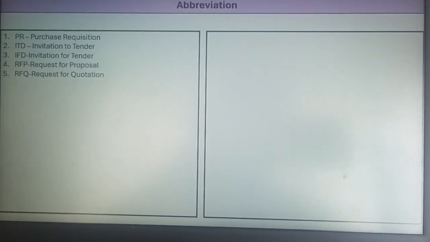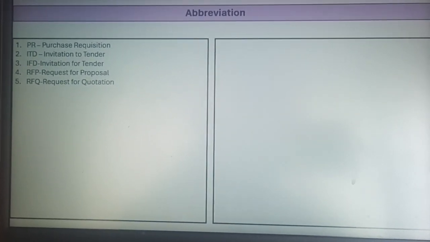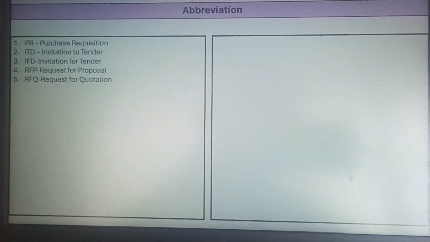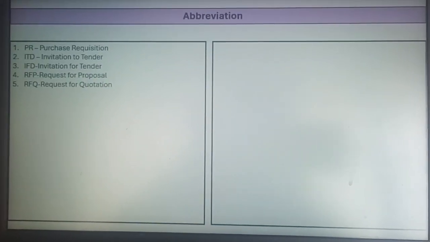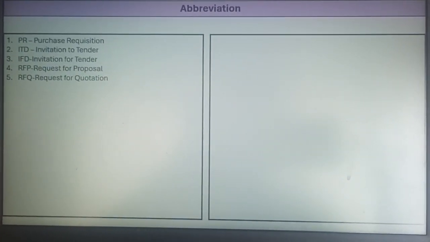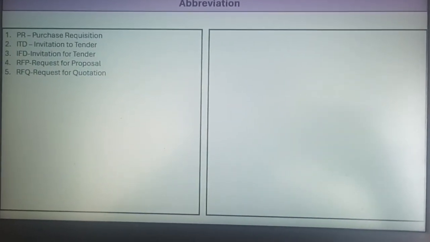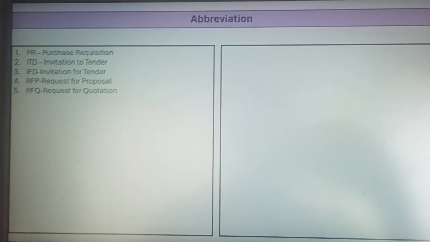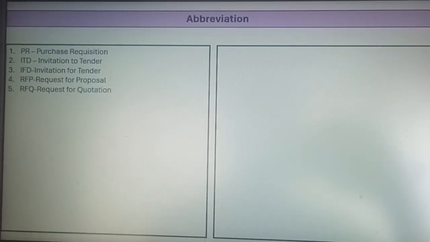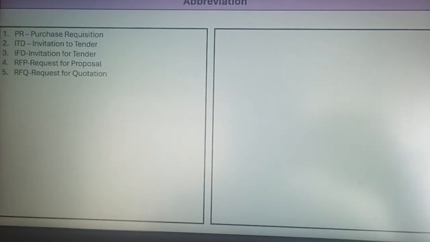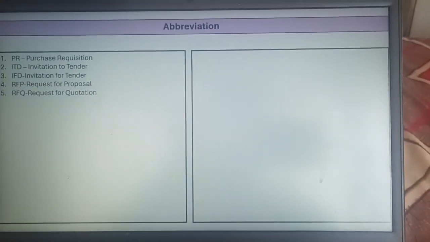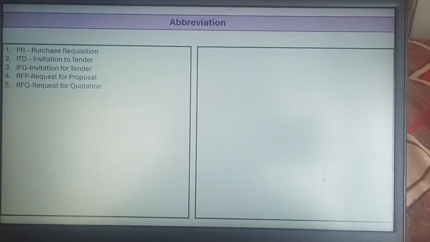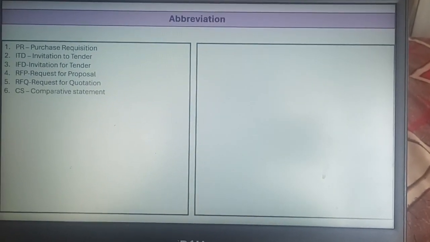RFQ is called a request for quotation. It carries the same meaning as request for proposal, and it is also used in system inquiry. It means request for quotation: when you send an inquiry to the vendor via system, it is called a request for quotation.